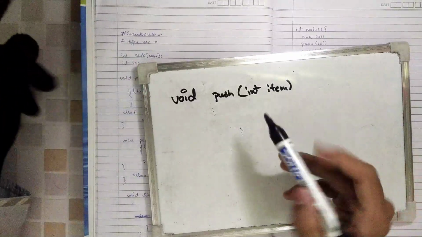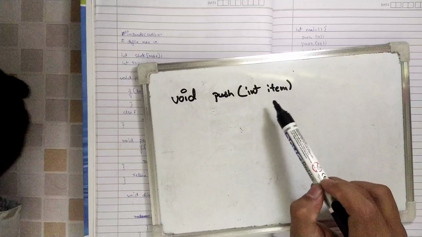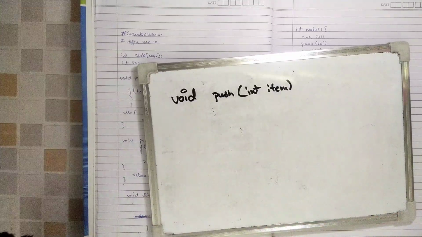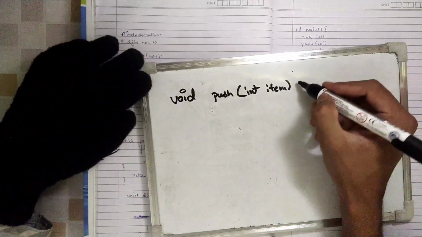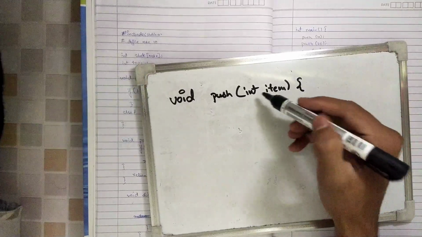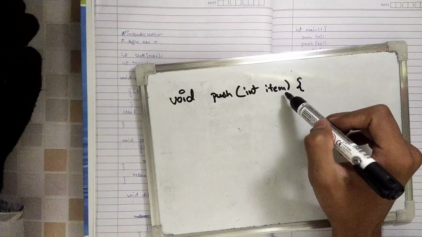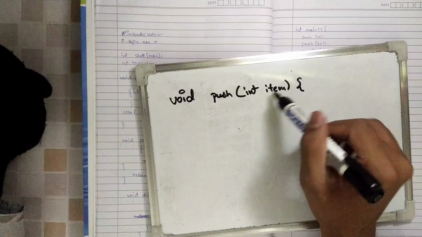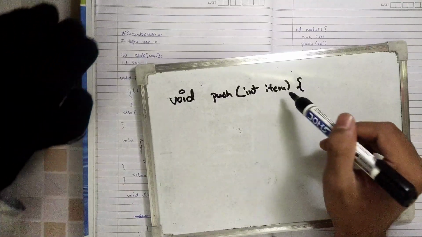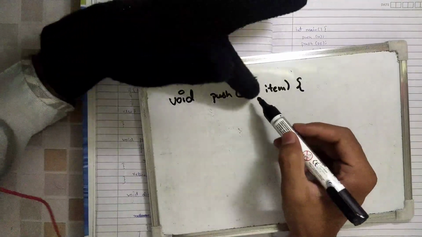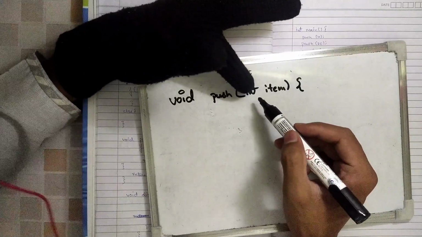You can either declare this int item globally, or you can write void push(int item) directly. Here I am writing int item because item was not used before, so I am directly declaring this integer inside. If you don't write int here, your program will generate an error.